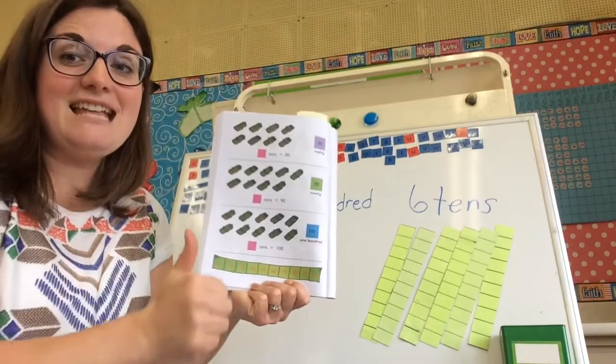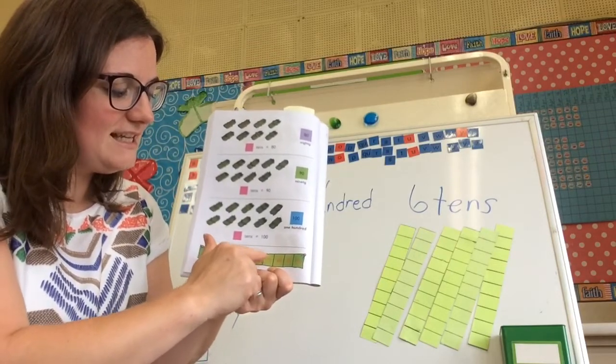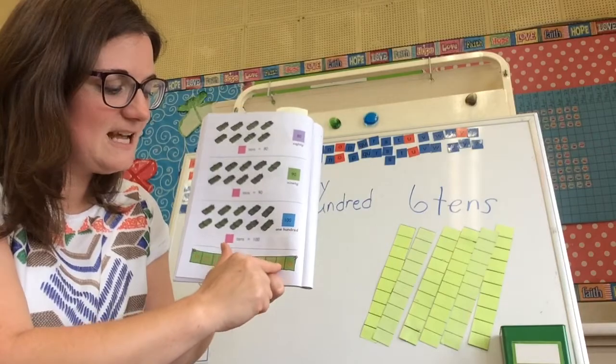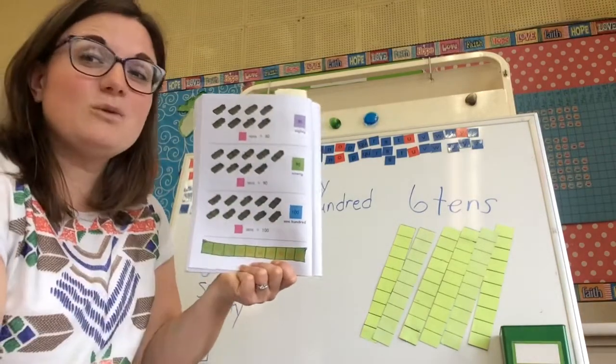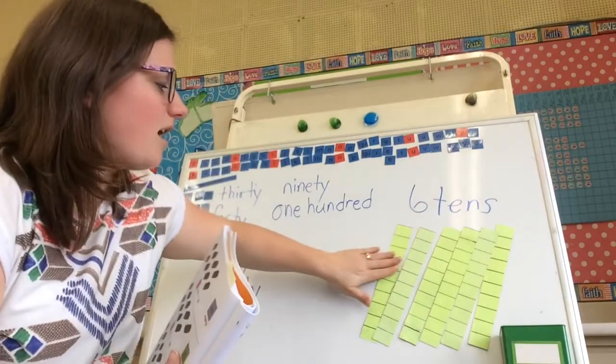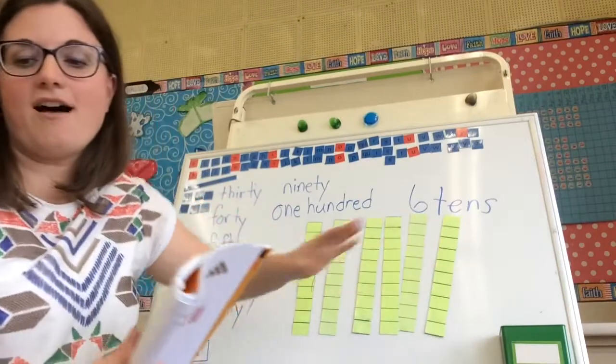Ready? 10, 20, 30, 40, 50, 60, 70, 80, 90, 100. And if you look at the digits, there's a 0 in the ones because I don't have any ones. All I have is tens. I have groups of tens.